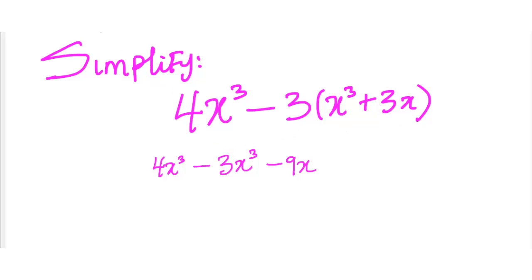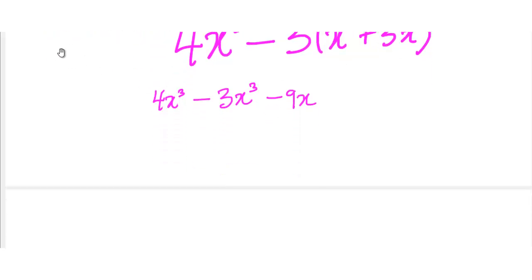So now the next thing we need to do is to simplify this. This is 4x cubed and this is 3x cubed. 4x cubed minus 3x cubed, that will give us what? 1x cubed. Then minus what? 9x. Most of the time, 1x cubed is not written as 1x cubed. It's often written as what?